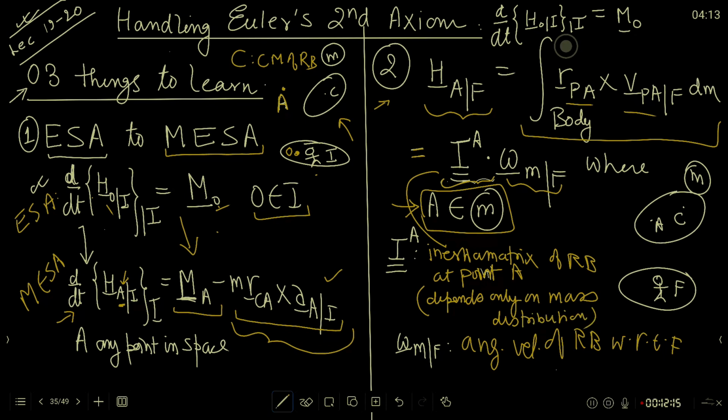And whereas omega mf is, of course, kinematics, angular velocity of the RB. These two things we have completed. Now we are going to learn the third item, which we promised to ourselves that we will learn three things. We have now come to the stage that we have to go and learn the third item.